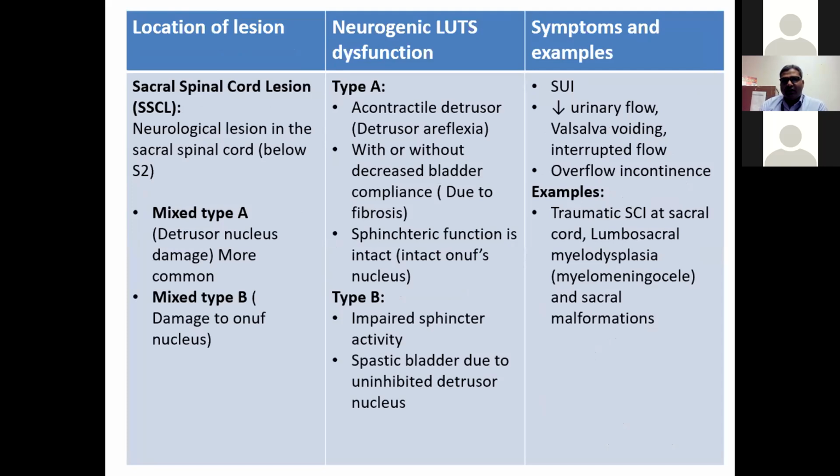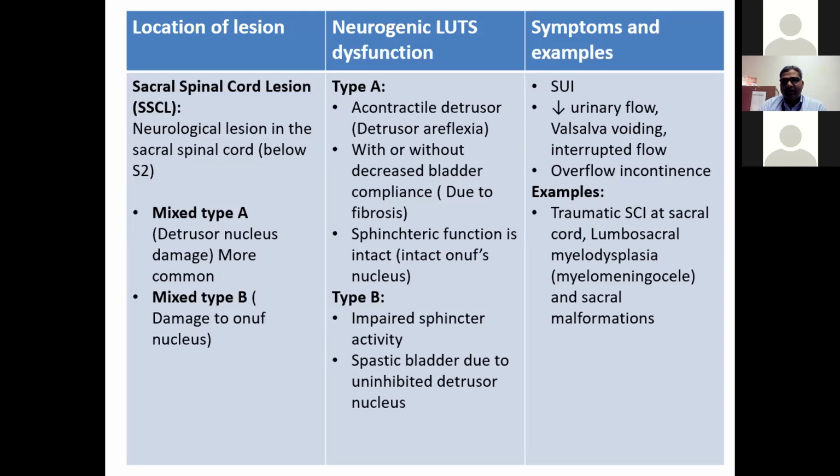Now, the injury or lesion at the level of the sacral spinal cord can involve both the detrusor or parasympathetic nucleus as well as the Onuf nucleus, or it can predominantly affect either of these nuclei. In cases where there is injury or lesion to the detrusor nucleus, this is called type A, mixed type A sacral spinal cord lesion. Because there is no parasympathetic drive, there will be detrusor areflexia and the detrusor will be acontractile. The sphincteric function is intact because of the intact Onuf nucleus.